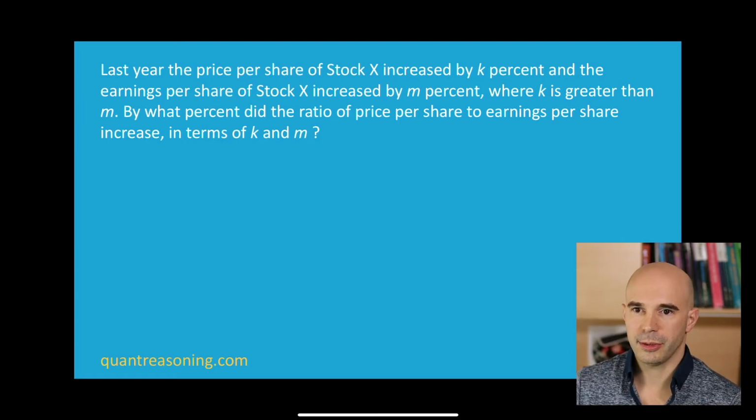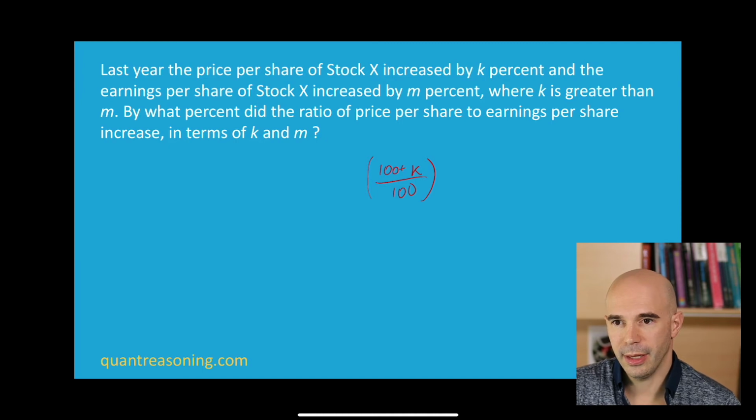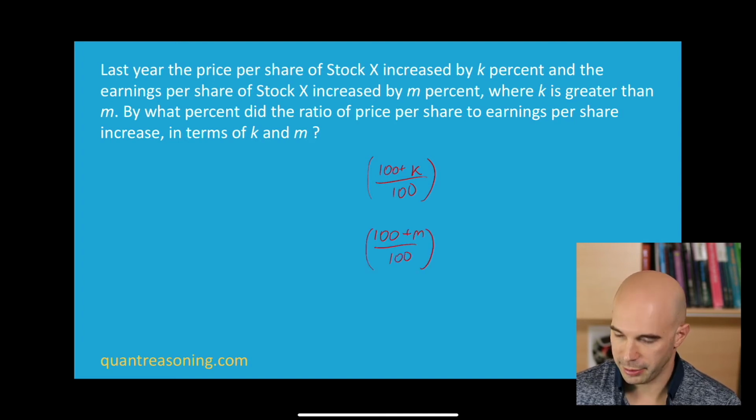But in terms of how to set this up, a k% increase means that we're going 100 plus k over 100. That's our change factor. This is what we talked about today. And an m% increase would be 100 plus m over 100. That's what we're multiplying by.